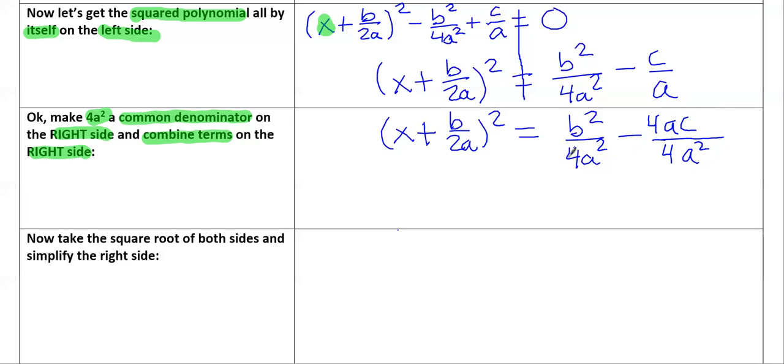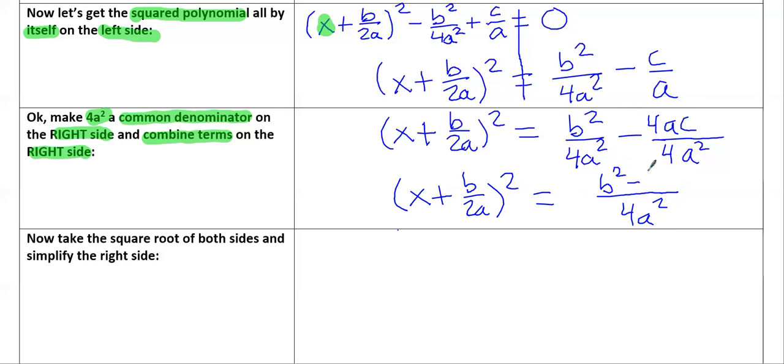Why did we do this? Because now we have a common denominator and we can combine common denominators. So I'm now going to write this as keep the denominator, 4a squared, and subtract the numerators, b squared minus 4ac. All right, cool. What's our goal again? We're solving for this guy right here, x. So what do you think the next step is? That's right, the next step is to take the square root of both sides and simplify the right side.